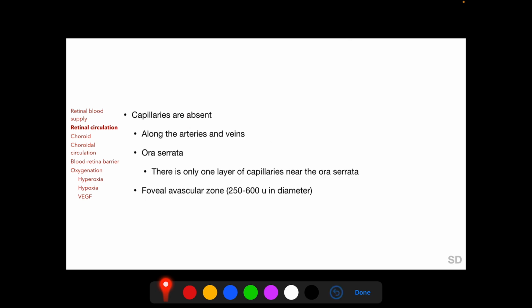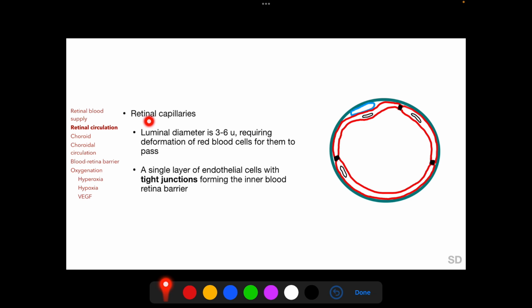Retinal capillaries are absent along the retinal arteries and veins at the ora serrata and at the foveal avascular zone in the center of the retina. If we recall, in the foveal avascular zone, only photoreceptors are present in the retina, and photoreceptors are supplied by the choroidal circulation. Since the inner layers of the retina, which are supplied by the retinal circulation, are absent, the retinal blood vessels are not found in the foveal avascular zone. Retinal capillaries have a luminal diameter of 3 to 6 microns, requiring deformation of red blood cells for the red blood cells to pass through the retinal capillaries.